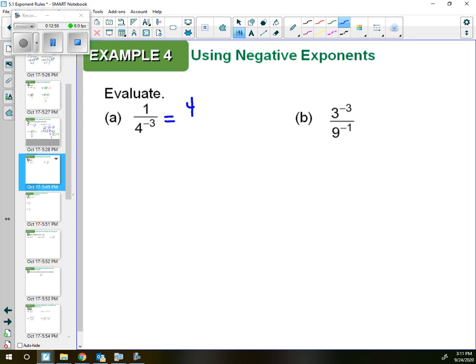So that means I'm going to have a 4 cubed. So 4 to the 3rd power, 4 times 4 times 4. So 4 times 4 is 16 times 4 would be 64. You can use your calculator definitely to help you with that if you need to. So when we think about negative exponent in the denominator, it means it goes to the numerator.